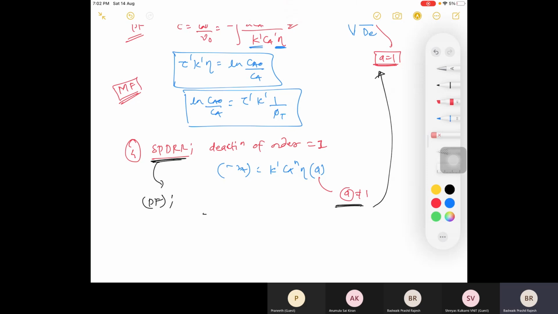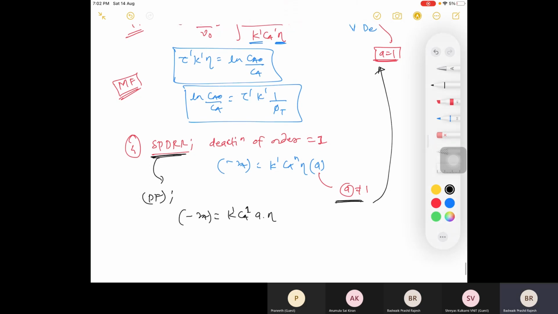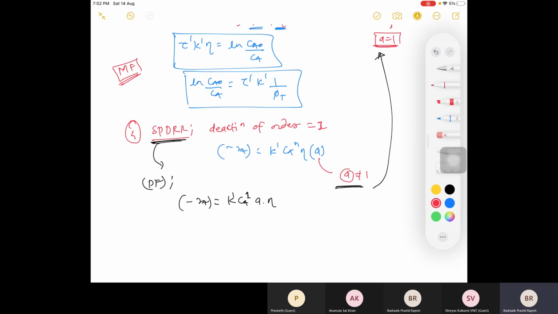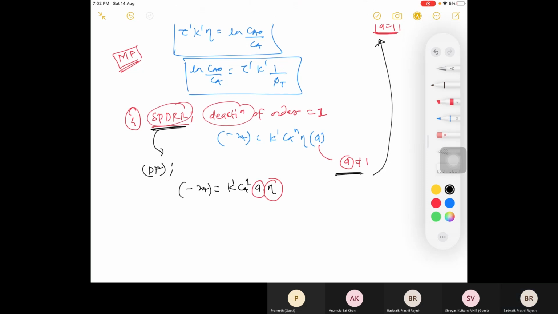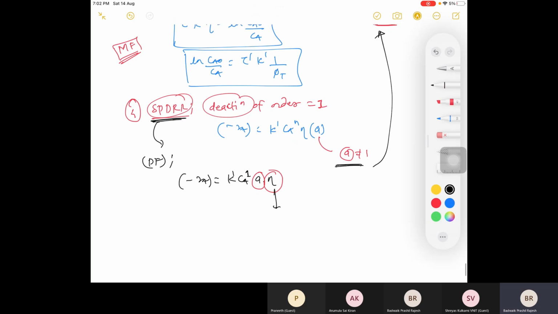Before that I'll write minus RA equation. Minus RA is equal to K dash CA to the power 1 A, and there will be efficiency. So what I wrote here is strong pore diffusion. That means eta is there and deactivation is there. That means A is here. This is my equation. Then how can I replace this? 1 by theta, sir. 1 by phi T.